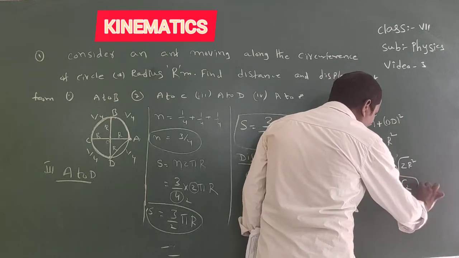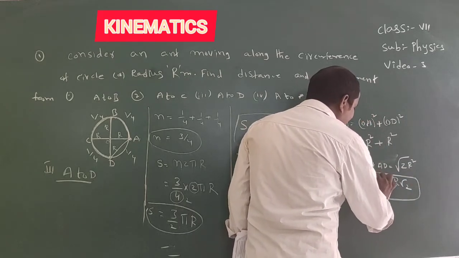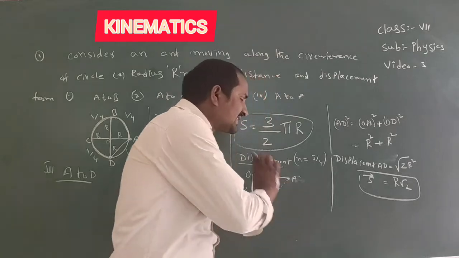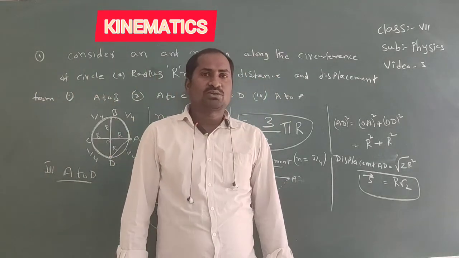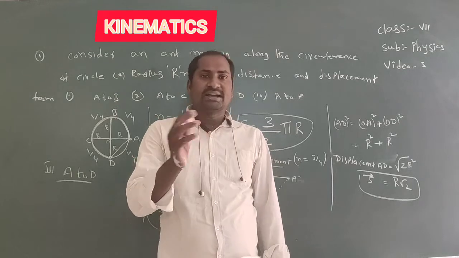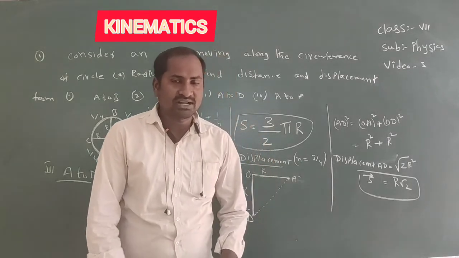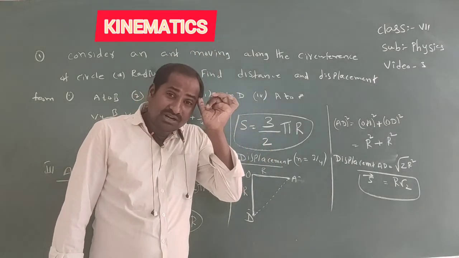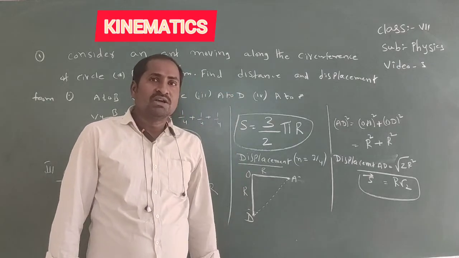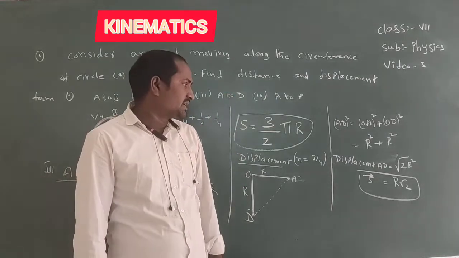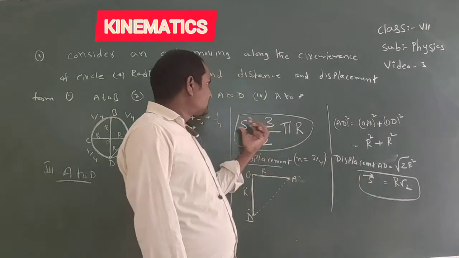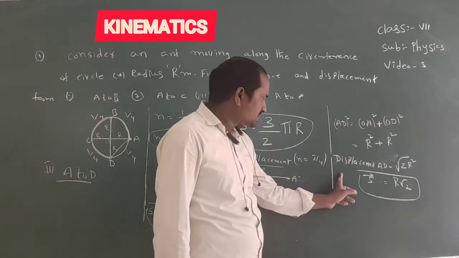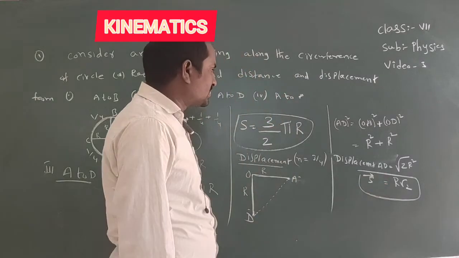Displacement S bar equals what? Displacement is indicated with a bar. A bar indicates it is a vector quantity. What is meant by vector quantity? A physical quantity which has both magnitude and direction is called a vector quantity. Scalar means a physical quantity which has only magnitude without direction. Displacement is a vector and distance is a scalar. Therefore displacement equals r into root 2.